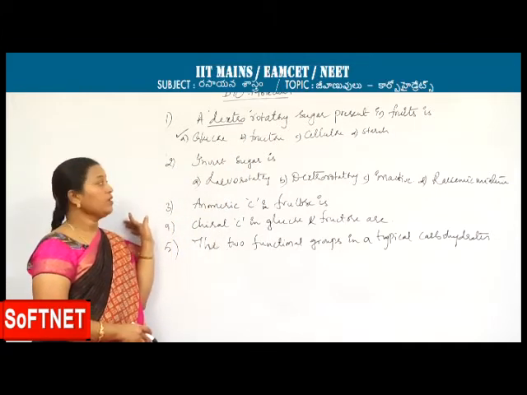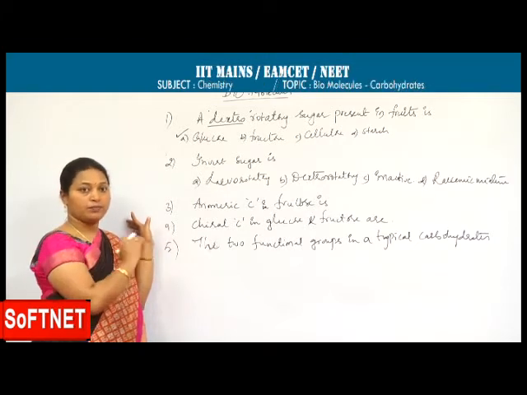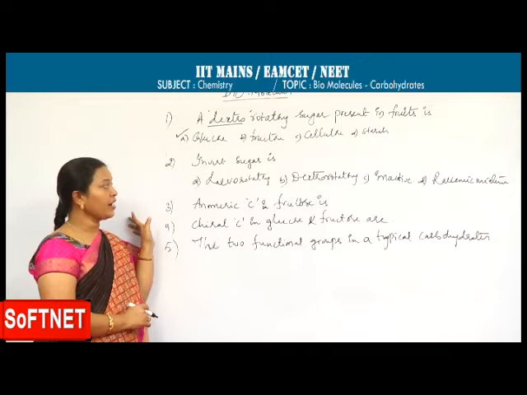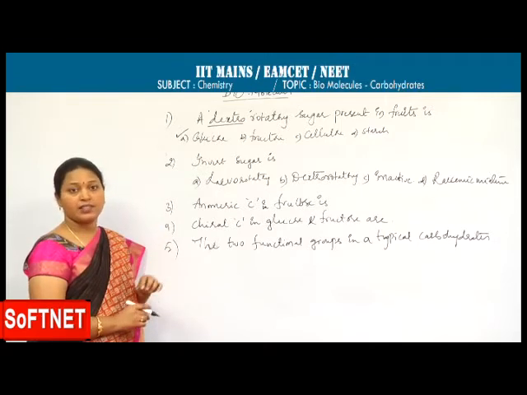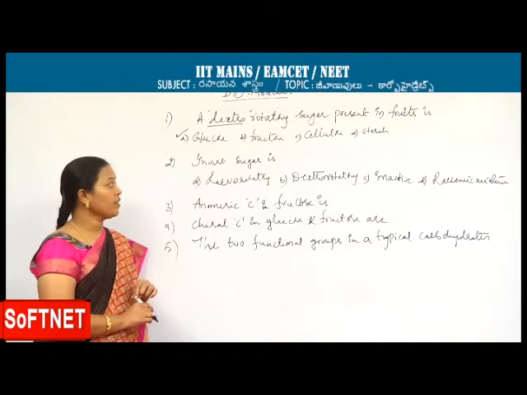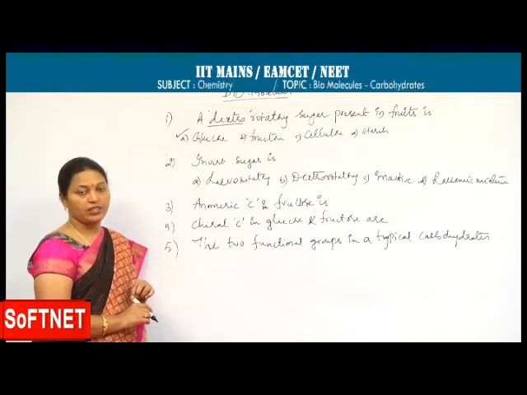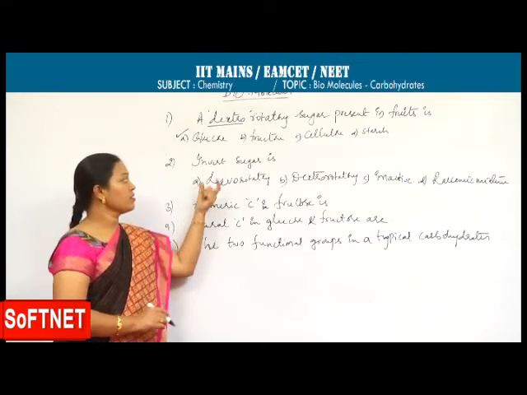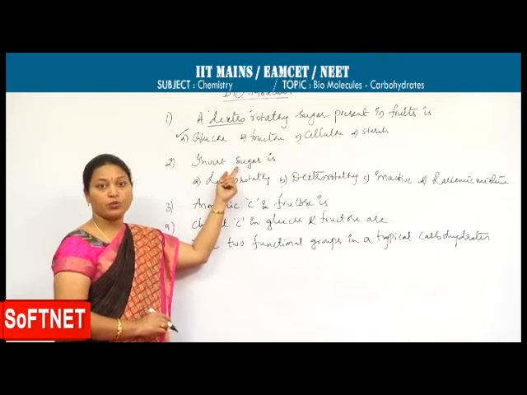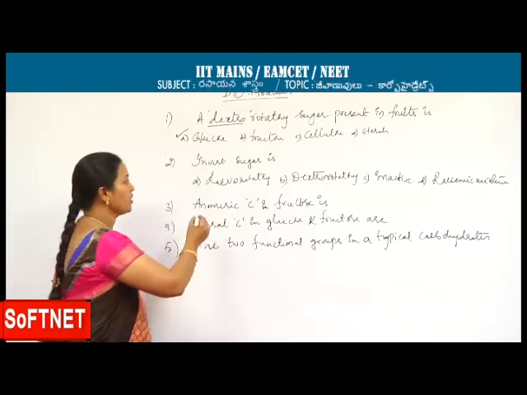Invert sugar is levorotatory. As I said previously, when sugar is hydrolyzed, it forms two monosaccharides, glucose and fructose. Glucose is dextrorotatory, fructose is levorotatory. But the levorotatory value of fructose, 92, dominates over the dextrorotatory. Means during the hydrolysis, as it changes its specific rotation from dextro to levo, we can call it invert sugar.